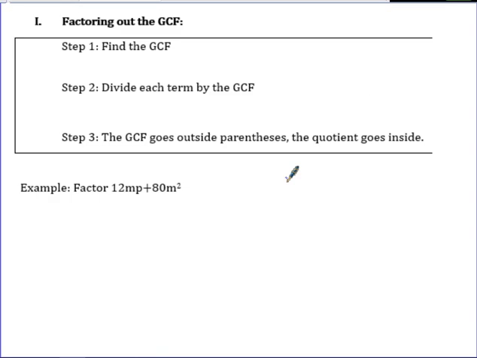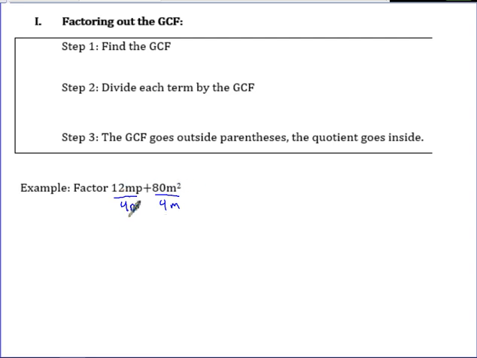Okay, if we are going to actually factor out the GCF, here's our example, 12mp plus 80m squared. First thing I got to do is find the GCF. So 12 and 80, they are both divisible by 4. All right, so I can factor a 4 out of each of them. They both also have an m. This term has a p, but this one does not, so I cannot factor out a p.